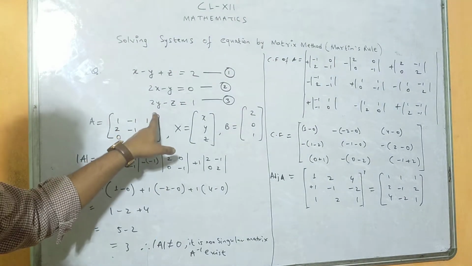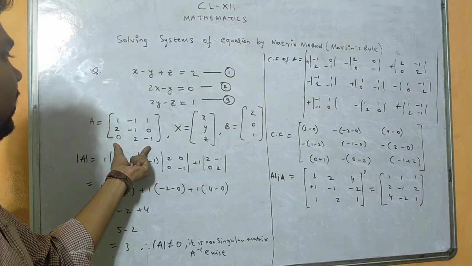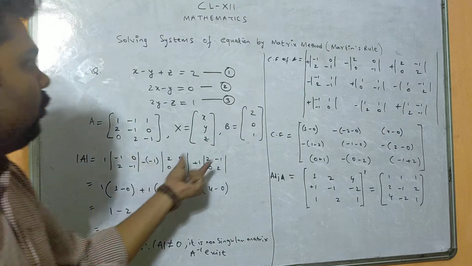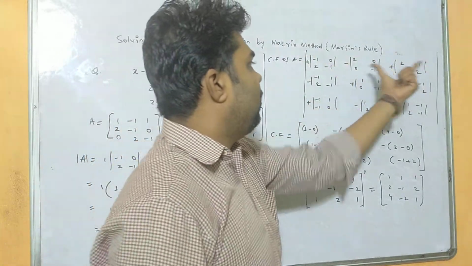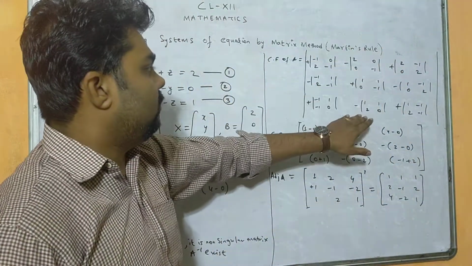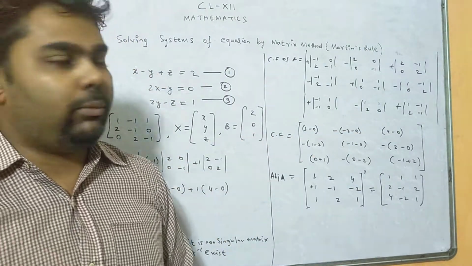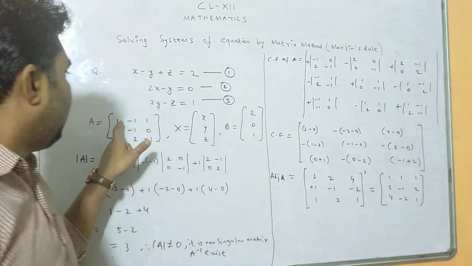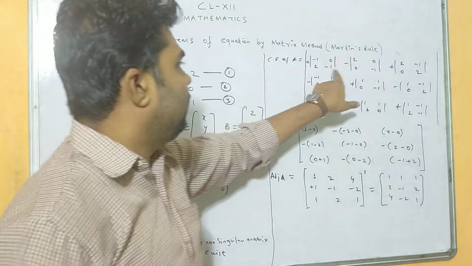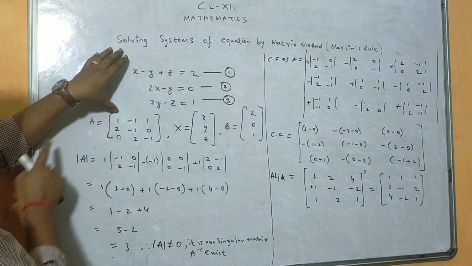A11, A12, A13, A21, so all the elements. As there are 9 elements in this matrix 3 cross 3, we will be making 9 blocks, okay? If you haven't understood this one, you can refer to my previous video, so it will be clear, right? For each and every element you have to make blocks.